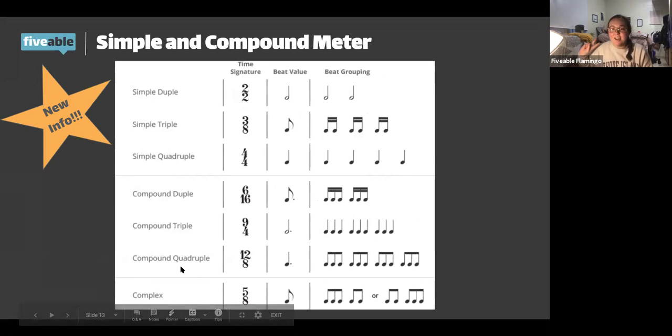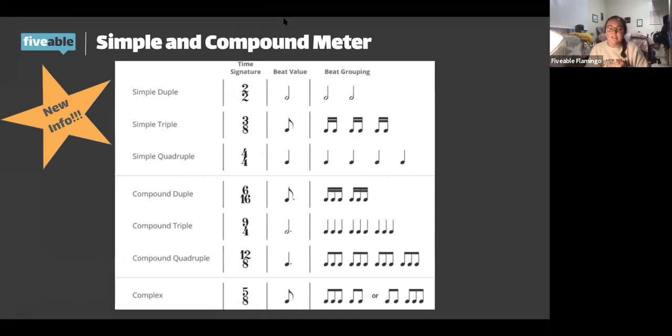And Kurt and Alondra, I know you have been coming, but I haven't talked to you guys about this yet. So I would write this down if you want. But simple and compound meter, that's usually included in the beginning units of music theory, so I didn't want to miss it.